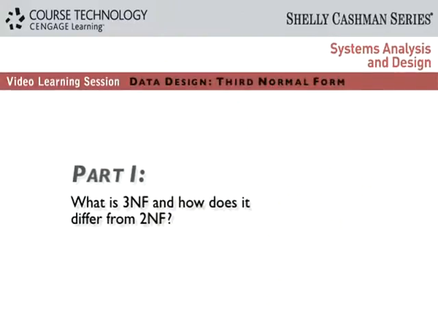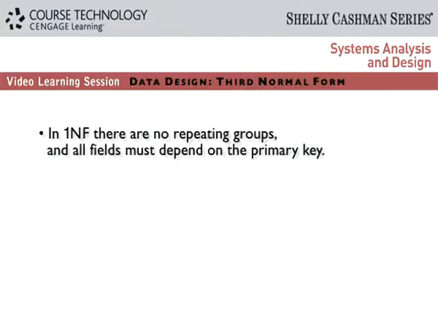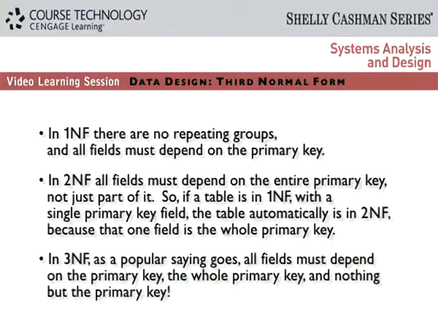Let's review some normalization concepts. In 1NF, there are no repeating groups, and all fields must depend on the primary key. In 2NF, all fields must depend on the entire primary key, not just part of it. So if a table is in 1NF with a single primary key field, the table automatically is in 2NF because that one field is the whole primary key. In 3NF, as a popular saying goes, all fields must depend on the primary key, the whole primary key, and nothing but the primary key.